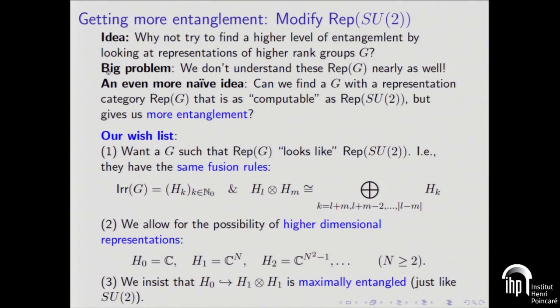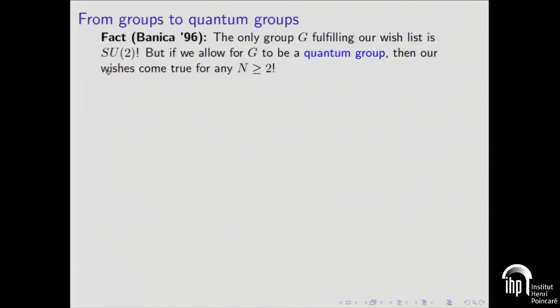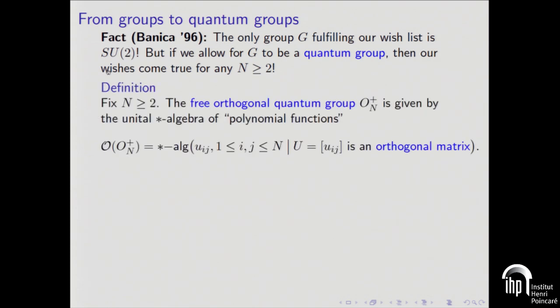So we're going to ask that, whatever this wish list, if anything satisfies it, we want all these three things. The interesting thing here is that if we want some G which fulfills all of these things on our wish list, the only group that actually satisfies them is SU2. But if you allow yourself to consider representations of quantum groups, then we can satisfy our wish list for any n bigger than or equal to 2. So this brings us to the concept of a quantum group.